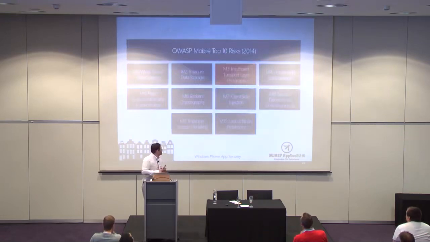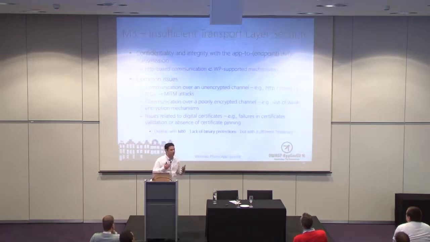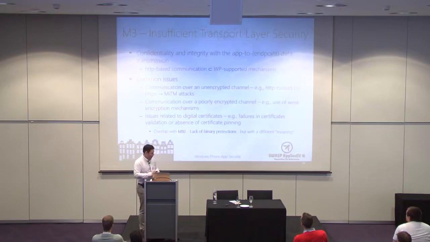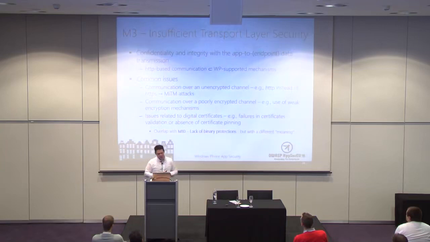Okay, so we are at the third risk: insufficient transport layer security. It's pretty easy. We are referring to the confidentiality of the information exchanged between our application and the backend system, the system that the application usually uses for sending and receiving information. In my experience, the most critical issue is the transmission of information over unencrypted channels.